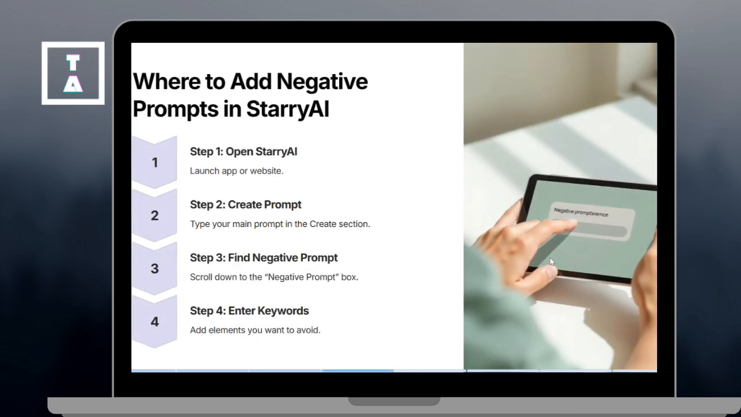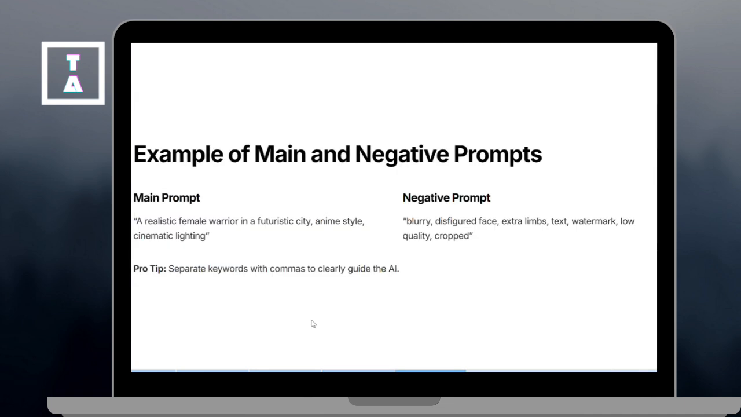And where to add negative prompts in StarryAI? All you need to do first is to open the StarryAI app or website, then tap Create and type your main prompt. Then you can scroll down and find the negative prompt box. Enter the elements you want to avoid, like this example prompt here.